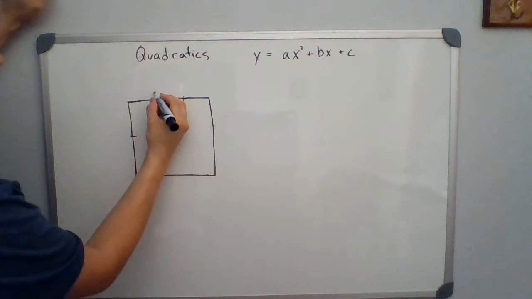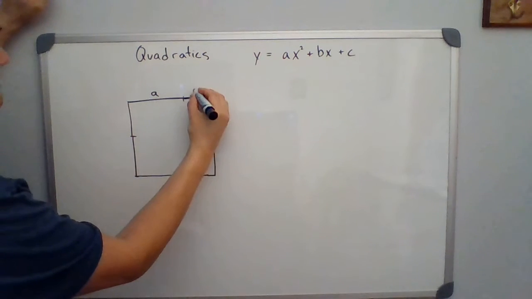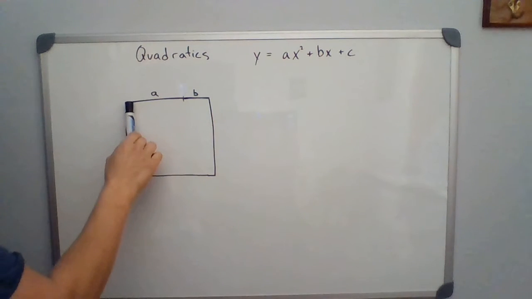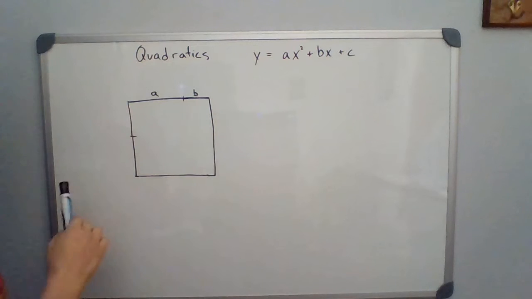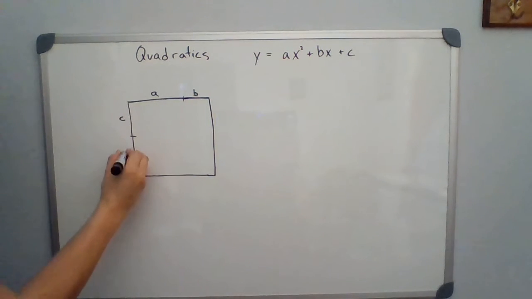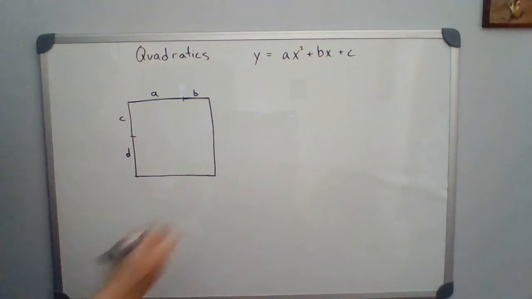Okay, so for one of my sides, I'm going to want it to be a plus b, one side of the rectangle. So I have a length a, and I'm adding length b to it, and that's going to be one side of the rectangle. And then one other side of the rectangle will be length c and length d.